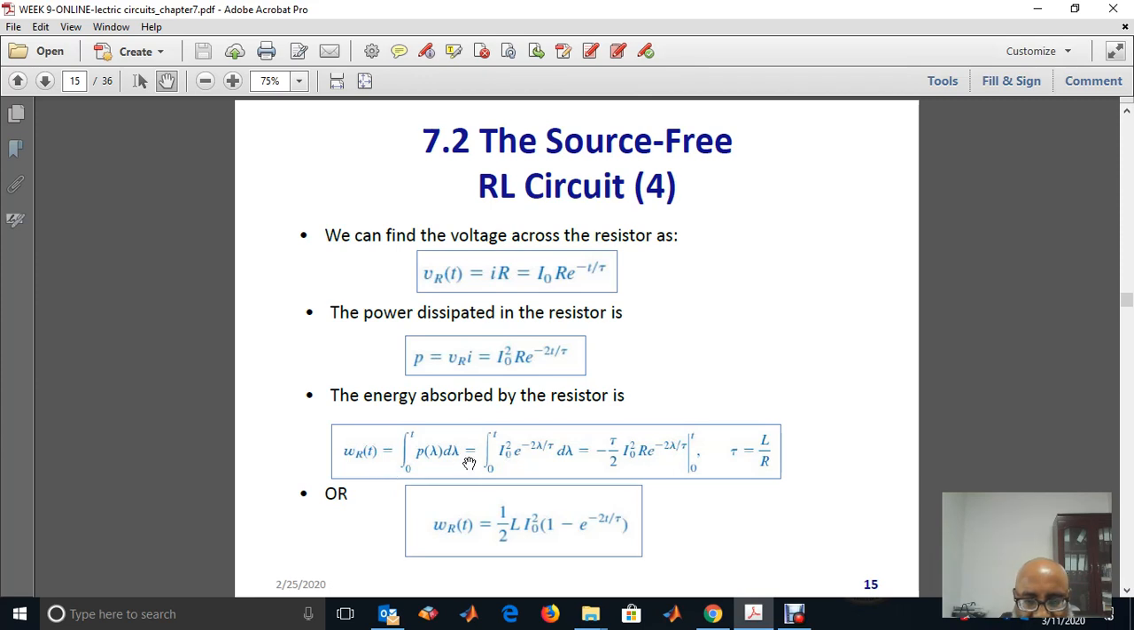And then we can calculate the energy absorbed by the resistor through time, which is given by this. And after calculations, we'll get this. If we see again this equation, at t equal to 0, the energy absorbed by the resistor is 0, because initially the source is only the inductor. But at t equals infinity, e to the power of minus infinity is 0, 1 minus 0 is 1. Then the total initial energy which was available in the inductor will be dissipated or absorbed by the resistor, which is equal to 1 over 2 L I naught squared.